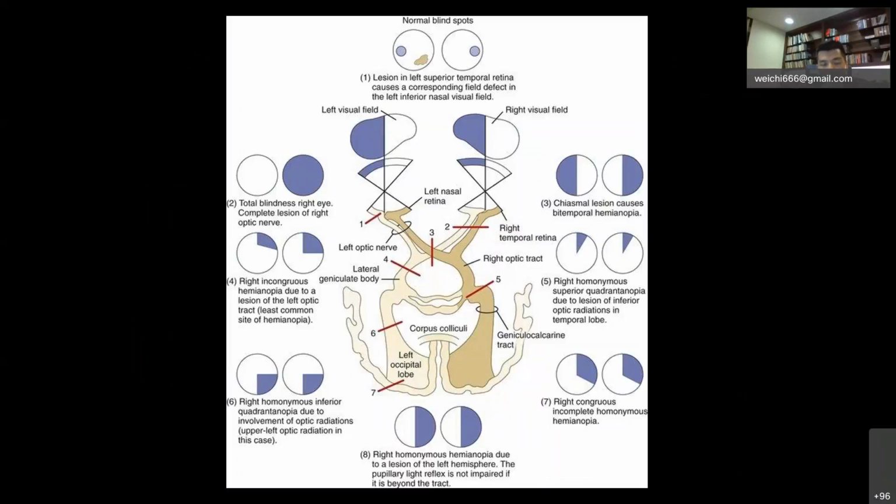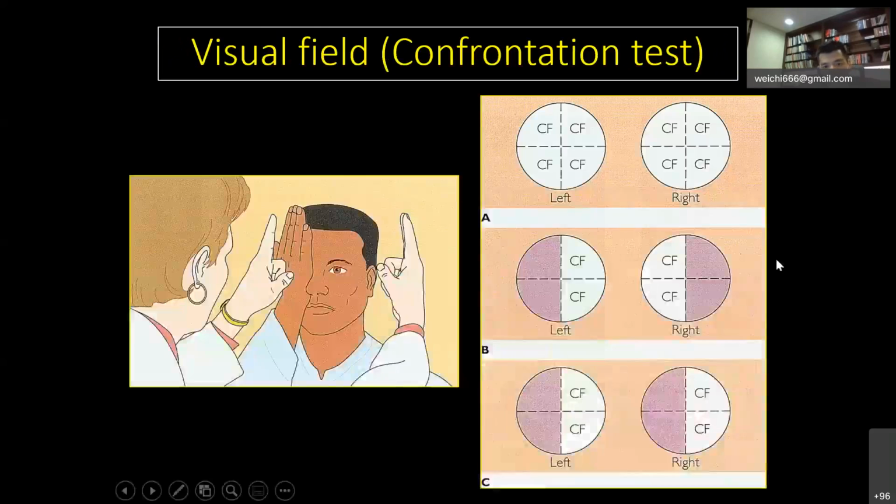Then this is the diagram showing the result of visual field defect and its relationship to the visual cortex, the visual pathway. So this is, as I told you, the patient's right eye, right visual field. This is the patient's left visual field. So in the previous example, here, you have bitemporal hemianopia.